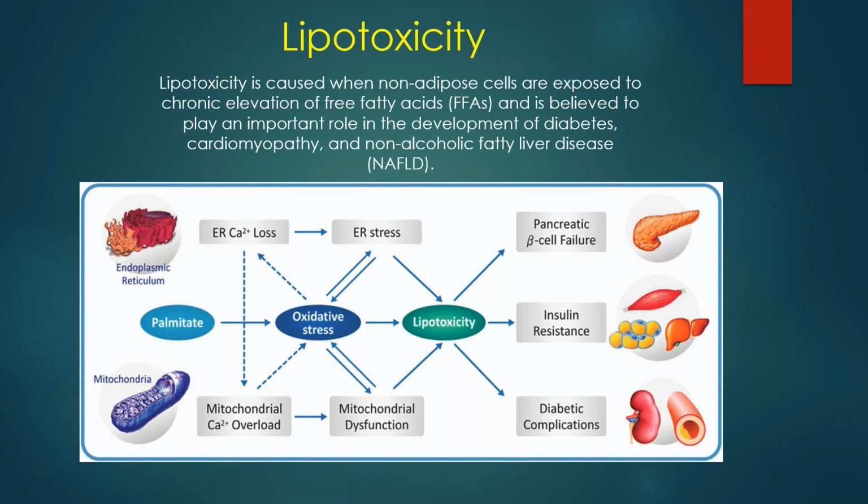So when you have a lot of free fatty acids roaming in the organs, they tend to make ceramides, which in turn are cytotoxic in nature. They cause a lot of problems in the cells, like ER stress, oxidative stress, mitochondrial damage, and thereby increase your predisposition to insulin resistance, pancreatic beta cell failure, and diabetic complications.